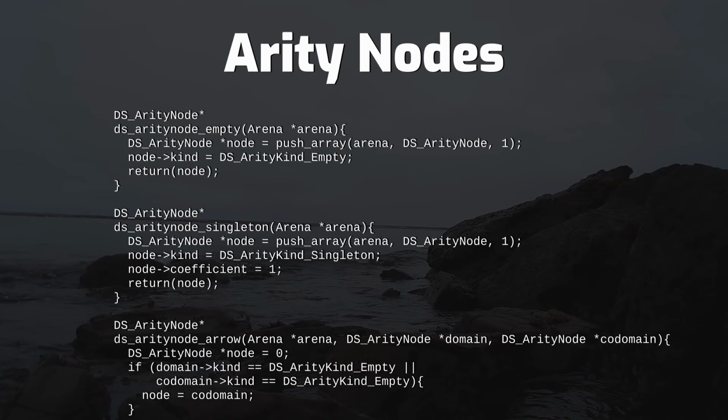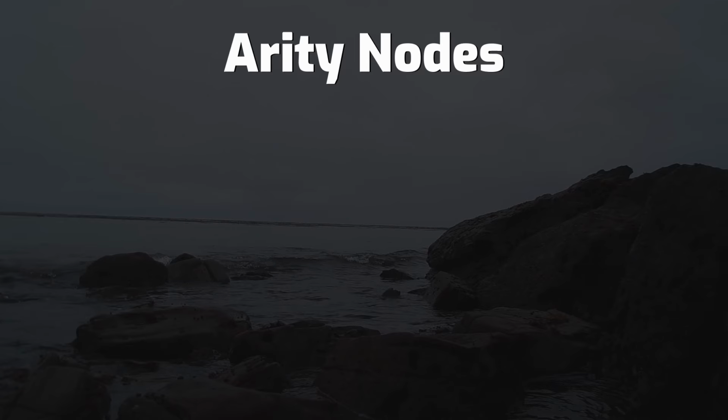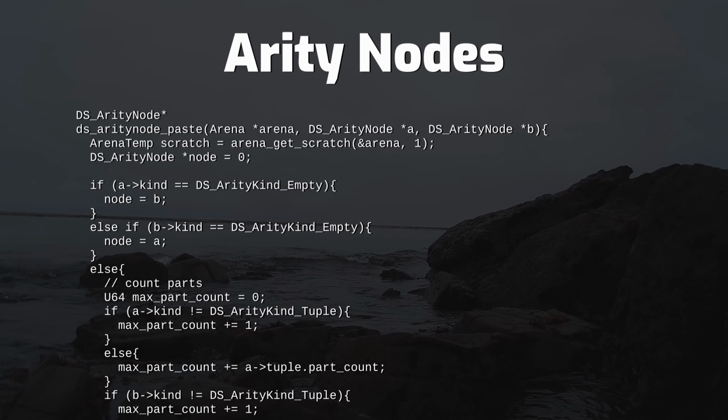The implementations for the first 3 constructors are quite simple. In the first 2, I simply allocate a node and fill its fields appropriately. With the arrow constructor, I have to do a little bit of work to apply the simplification rules regarding empty arity first, but otherwise I again just allocate a node and fill its fields. The implementation for paste is a bit more involved, so let's first look at what it needs to do before looking at the final code.